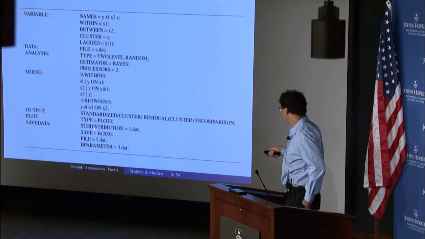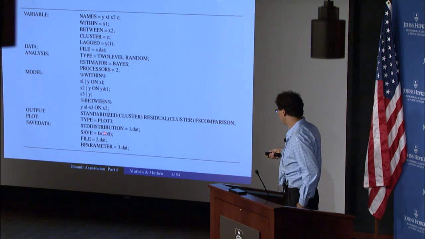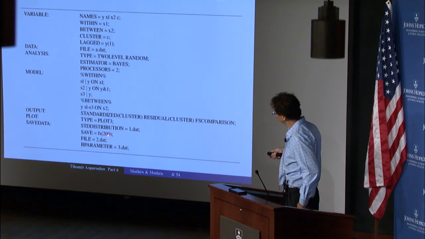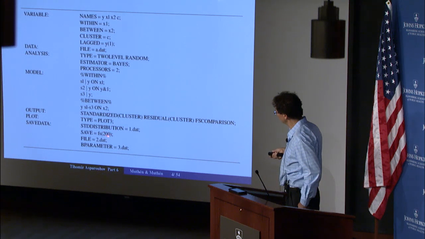This is a command that will give you the factor scores. So these are the random effects. And basically that number here specifies the number of draws that you're going to have in the distribution for each factor score.